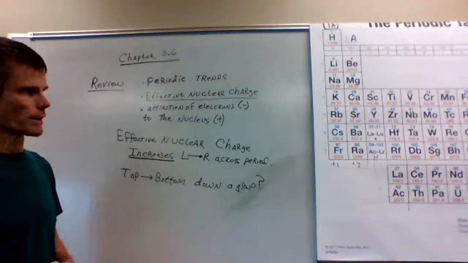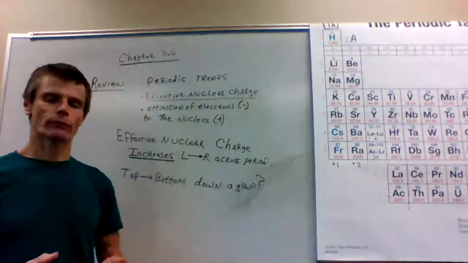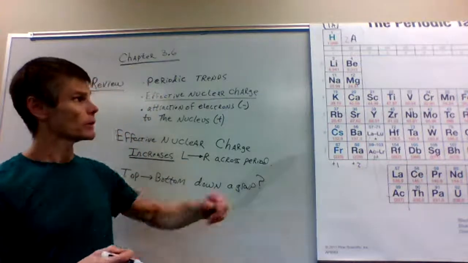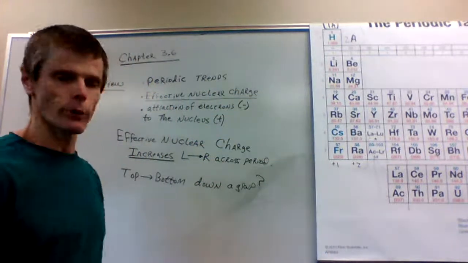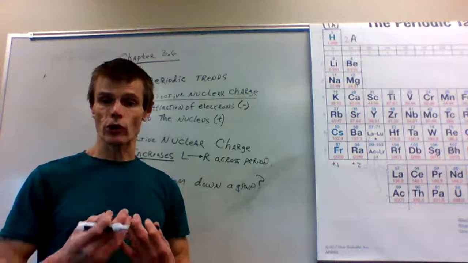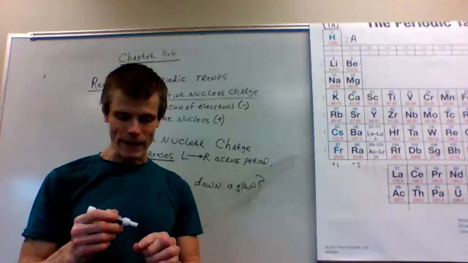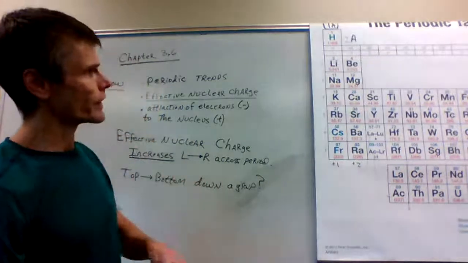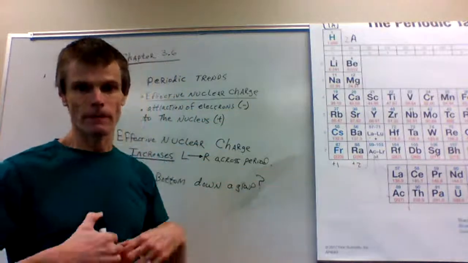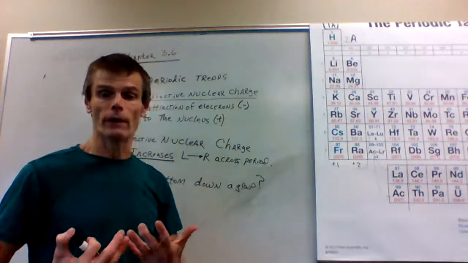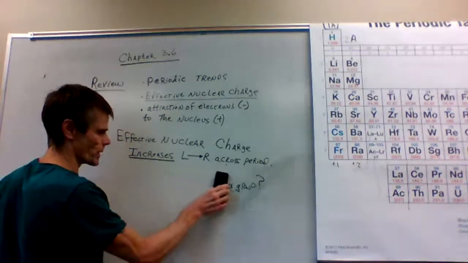How about top to bottom? We have the periodic table here. What do you think would happen if we look at effective nuclear charge from the top of a group down to the bottom of a group? Understanding the effective nuclear charge for a group effect from top to bottom is not quite as intuitive. We're going to think of three atoms: lithium, sodium, and potassium, to help us understand a little bit about effective nuclear charge going down a group from top to bottom.